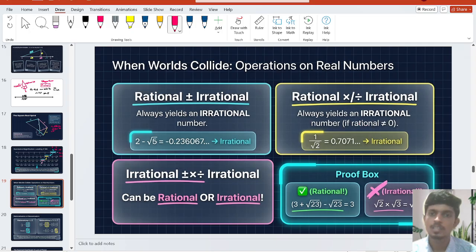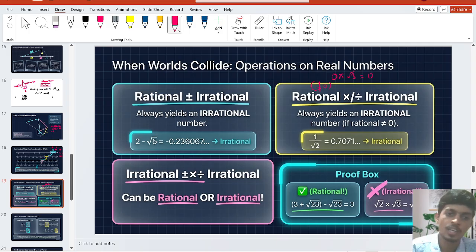If the rational is 0, then 0 into irrational always gives rational. But here, rational not equal to 0 means a non-zero rational. If you multiply or divide a non-zero rational and an irrational, you always get an irrational number. It is clear, rational not equal to 0.